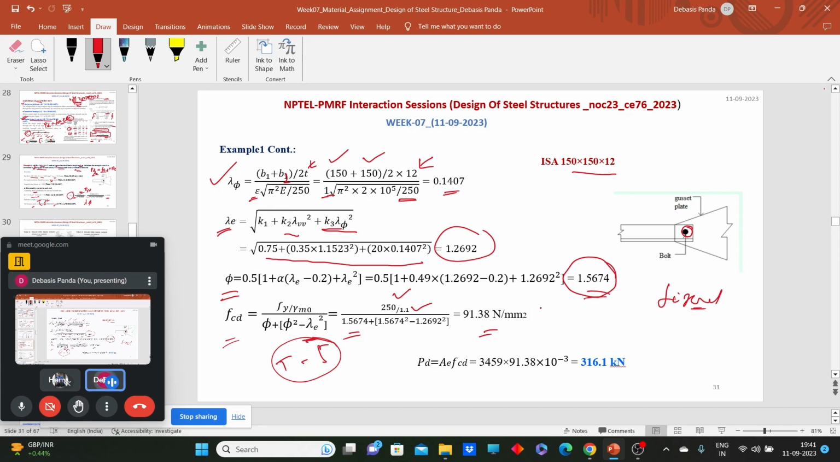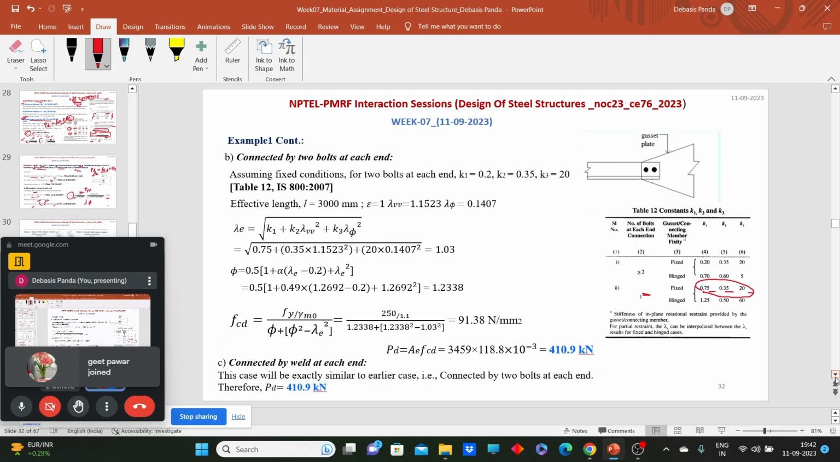You have the FCD value, and you know the cross sectional area for this section of ISA 150 into 150 into 12. Now you can calculate the PD value, that means the design strength, or the compressive force that this section can carry with a single bolt and fixed end conditions. That comes as 316.1 kilonewton.